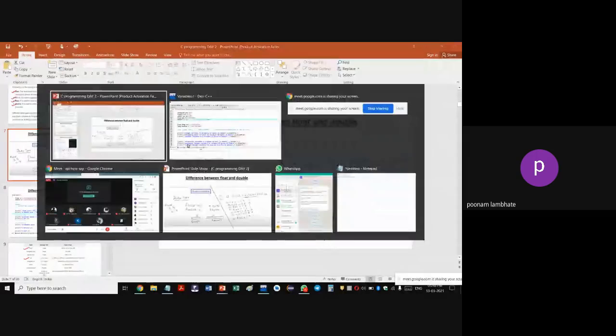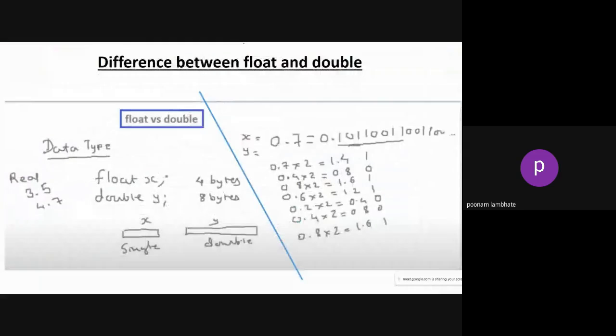Now pay attention because this is important. Since you have not studied number system, I will explain what a number system is, as much as is required. So see the difference between float and double. Consider one float variable and one double variable. Float x, double y. This is the declaration. Now float will occupy 4 bytes, double will occupy 8 bytes. This we know. Now in x, suppose I want to store 0.7.